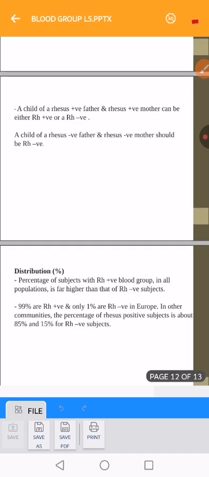Distribution of the rhesus in the population. 99% of the population is rhesus positive, and only 1% is rhesus negative in Europe. In the other community, 85% is rhesus positive and only 15% is rhesus negative. That means the negative people are very rare. The negative blood group is rare.